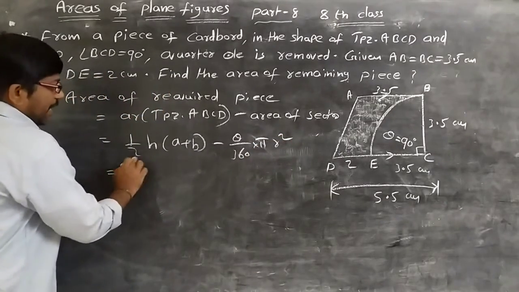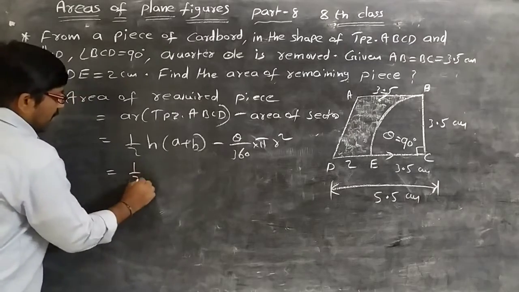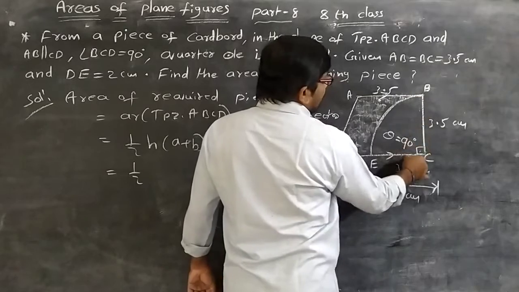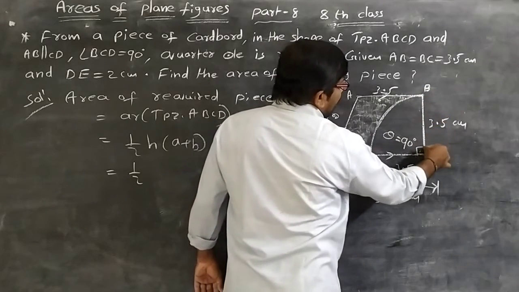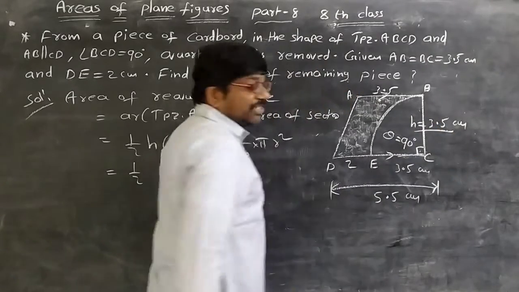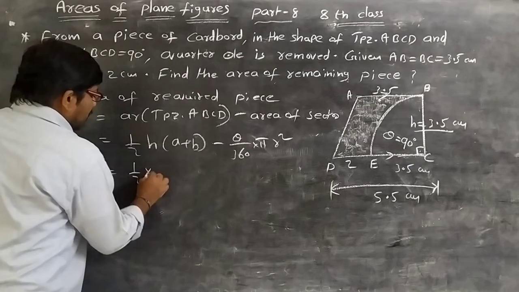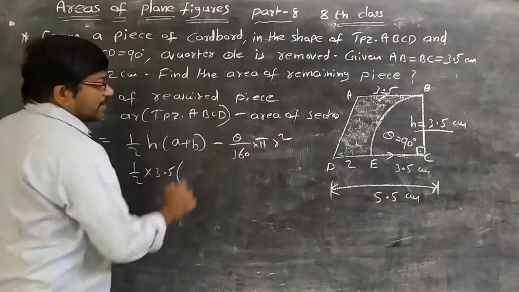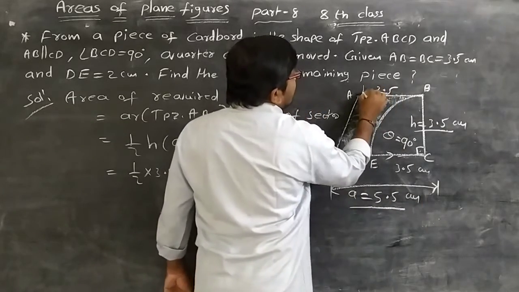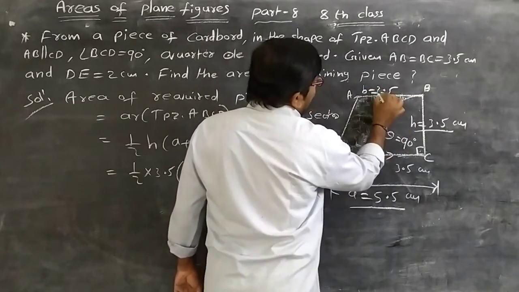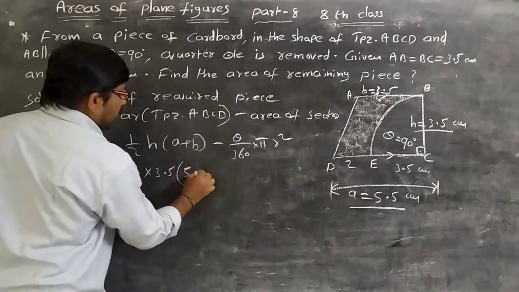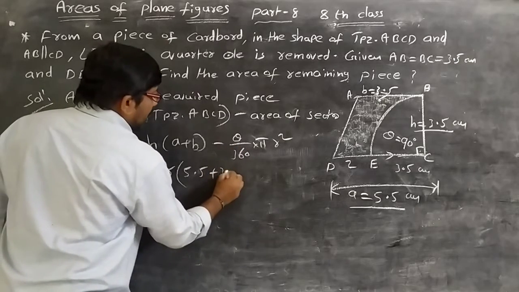Right? That is equal to area of trapezium. Half h, where h means the distance between parallel sides. The distance between parallel sides is the height, perpendicular to the base. Say it is h. Here h is 3.5, right? 3.5 into a plus b. AB and CD are parallel sides, this is the a value and this is the b value. These two are parallel sides, right? So a plus b is 5.5 plus 3.5, right?